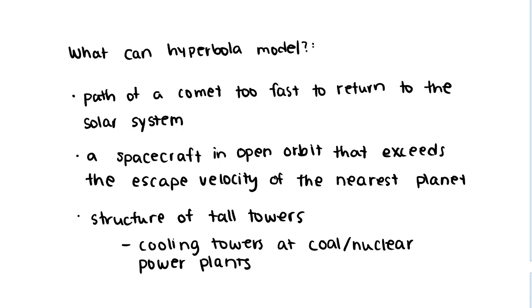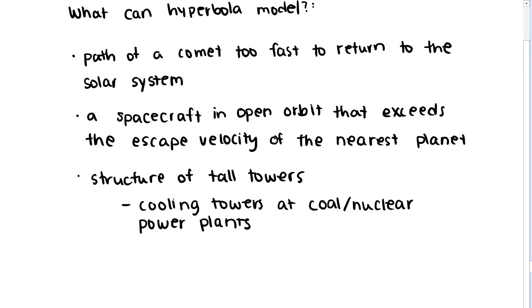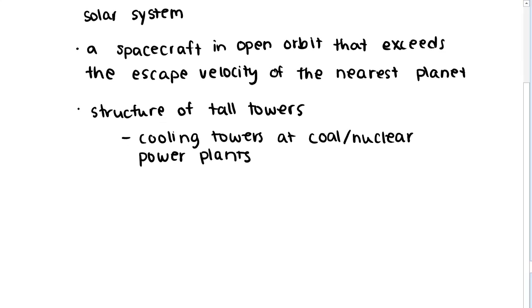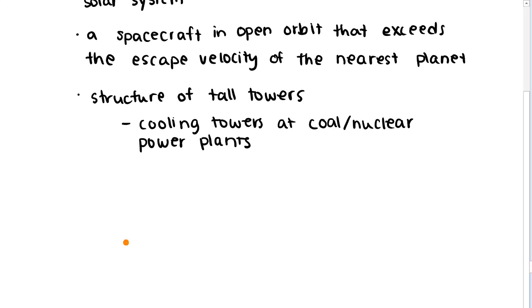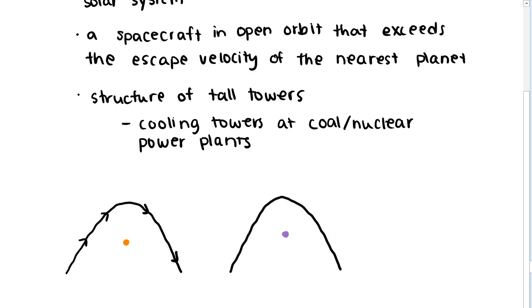So now that we know what a hyperbola is and some of the terminology surrounding hyperbolas, what can they be used for? What do they model? Here's a list of some of the things that hyperbolas can model. One example is the path of a comet that's traveling really fast. If we have the sun at one of the focus points, and a comet is traveling too fast to return to the solar system, its trajectory will be modeled by a hyperbola. Similarly, if we have a planet and a spacecraft traveling nearby that planet, and the spacecraft is traveling faster than the escape velocity of that planet, then again, the path of the spacecraft will be modeled by a hyperbola.